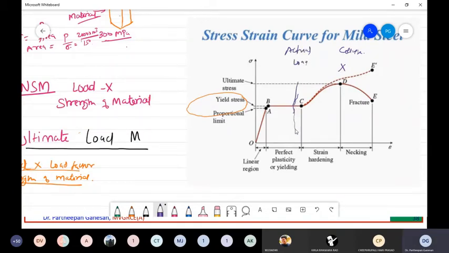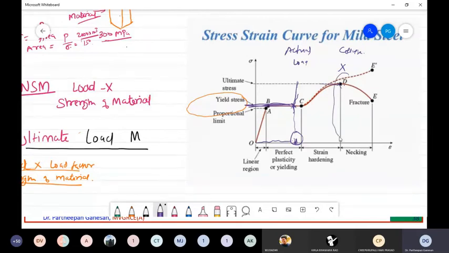What is happening at this point? Whether the structure is safe in terms of deflection and crack and all, is the structure safe here for this actual load. This is actual load here. So this is actual load. This is ultimate load or collapse load.